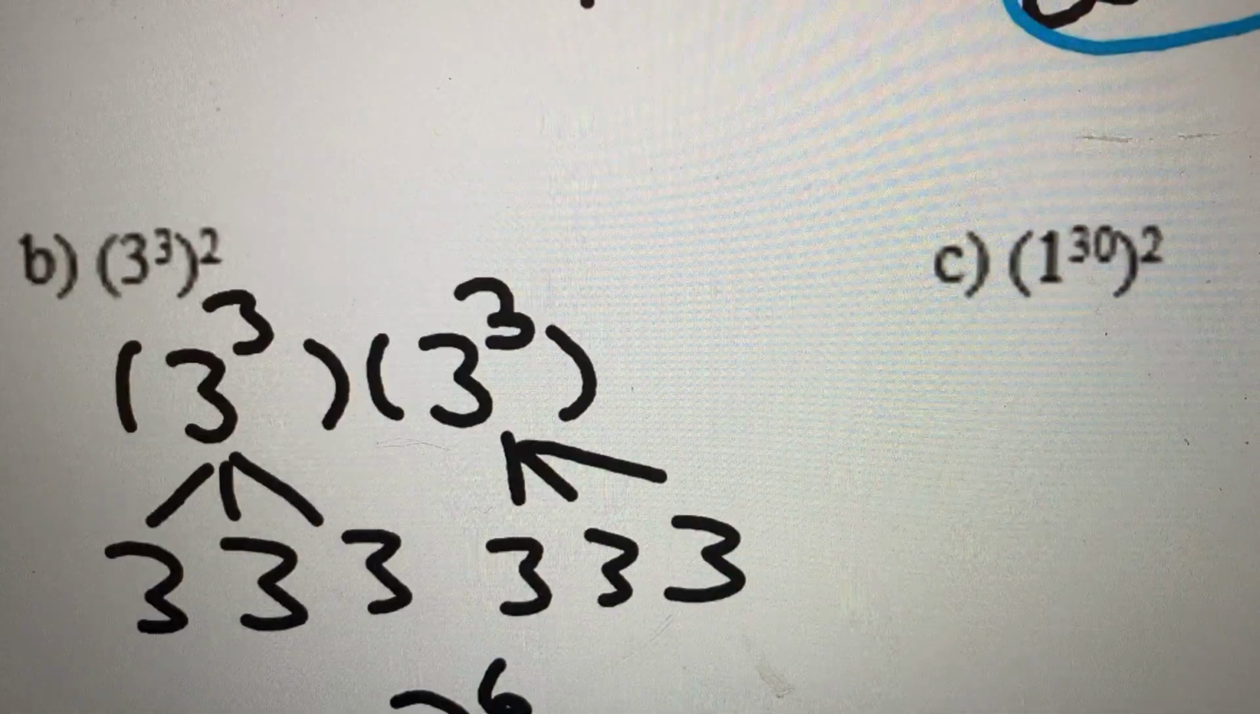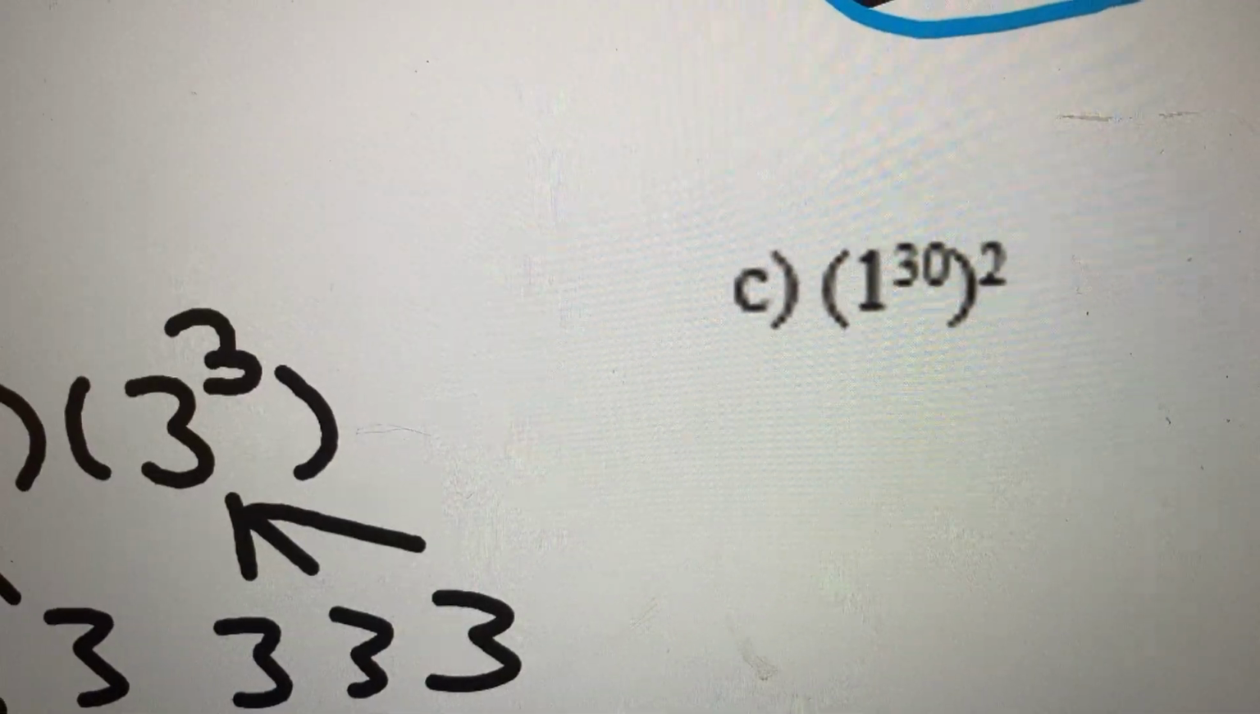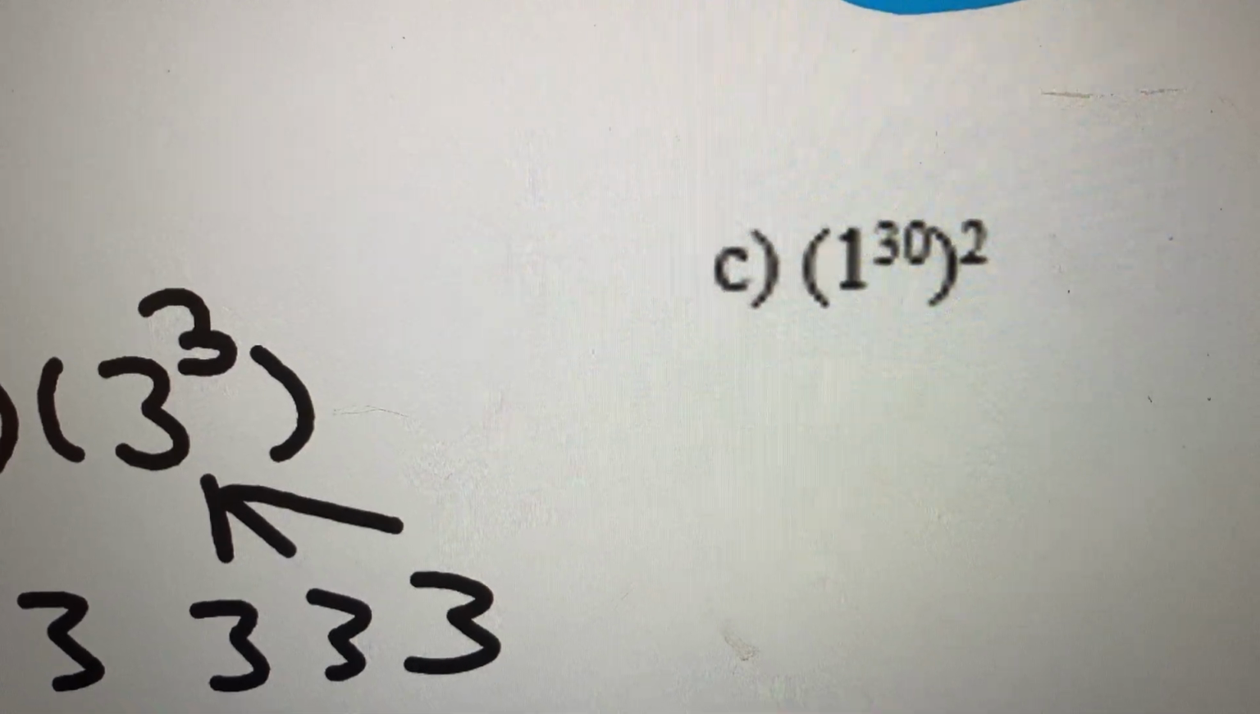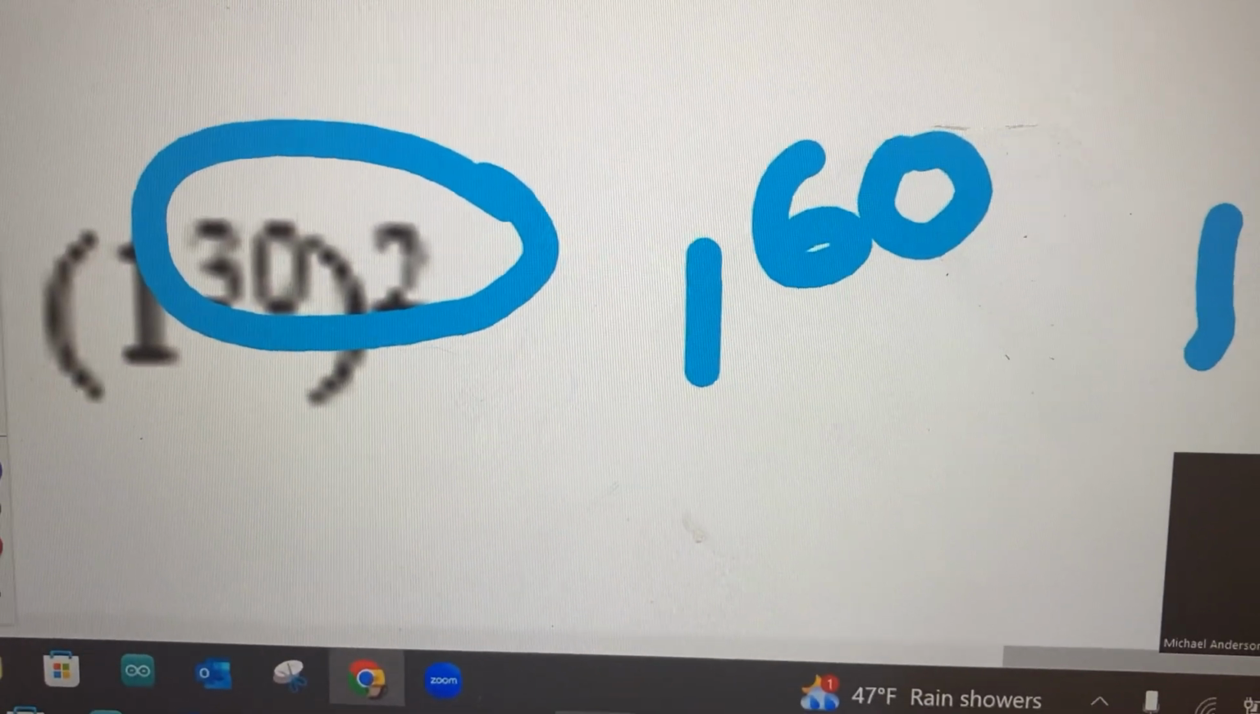Okay, one more here. I'm not going to write out 30 1s. We're just going to do the shortcut. So we have a power raised to a power. That's going to be 1 to the 60th power, which thankfully is just simply 1.